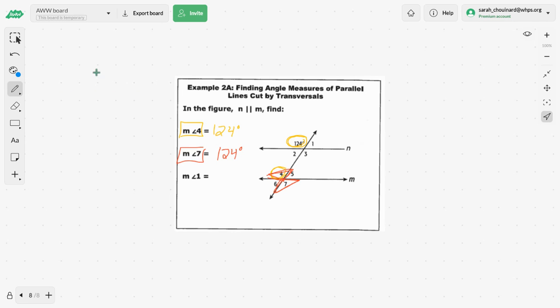And then the last angle, angle 1, is supplementary. It makes a straight line with 124. So to find angle 1, we have to do 180 minus 124, which is going to be 56 degrees. Perfect. So that's how you use angle relationships in parallel lines to find the missing angles.